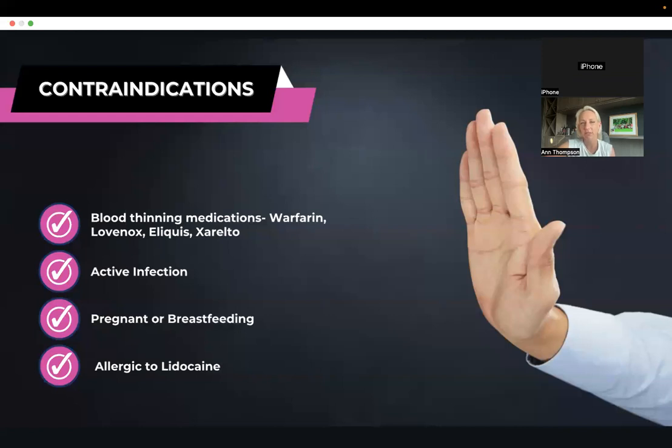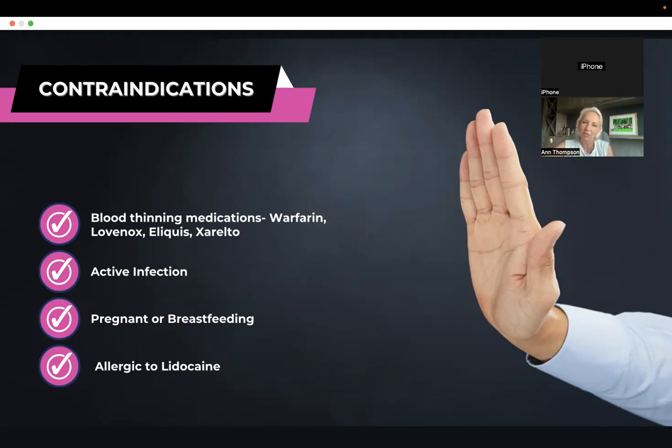So these are the hard, fast contraindications. Blood thinning medications like warfarin, Lovenox, Xarelto, and Eliquis. Plavix is fine. That's not that big of a deal. I've talked to some of the different reps, and they're like, Plavix isn't that big of a deal. If they can stop it, that's great. But you might have to get some approval with Plavix. But these other ones, no one in their right mind would ever approve it.